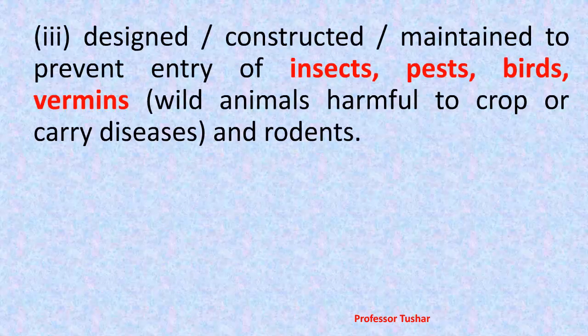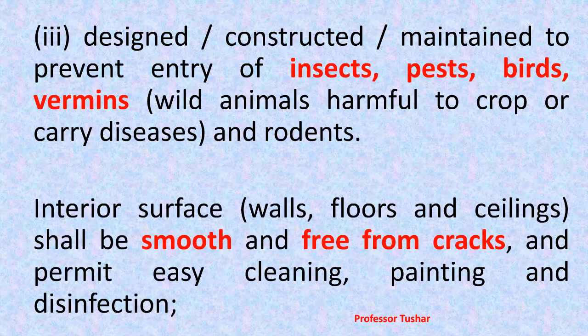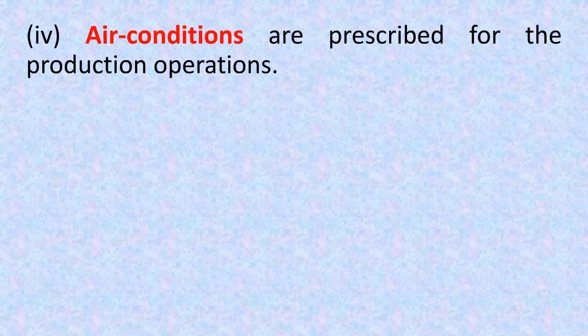3. Designed or constructed or maintained to prevent entry of insects, pests, birds, vermin and rodents. Interior surfaces, walls, floors and ceilings, shall be smooth and free from cracks, and permit easy cleaning, painting and disinfection. 4. Air conditions as prescribed for the production operations.